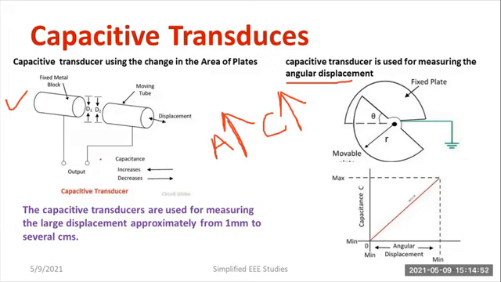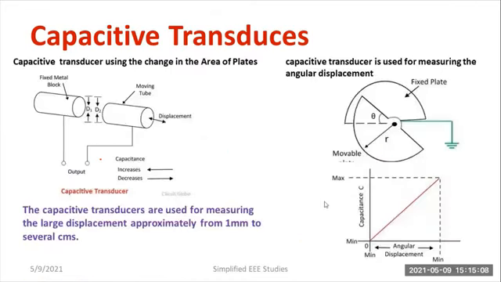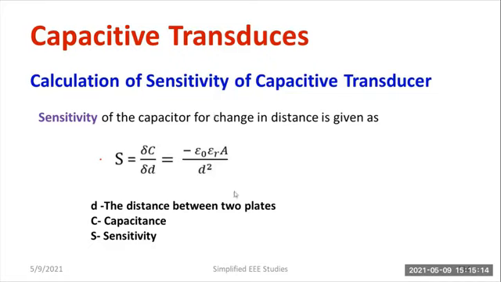Let us make a conclusion. We can measure both linear displacement and angular displacement by using a capacitive transducer very easily. This graph depicts the measurement of the linear displacement, whereas this particular graph represents the measurement of angular displacement by using a capacitive transducer. I hope you can catch my point.